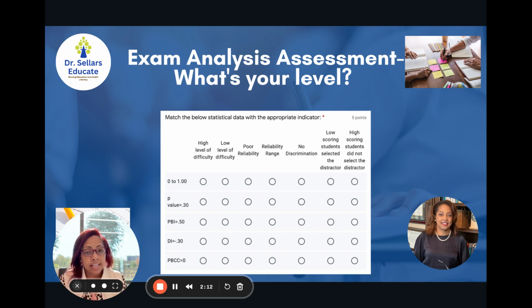We want you to take time to, first of all, celebrate if you did choose the correct options for any of the questions. And then if you didn't get the answer right, we want you to celebrate as well, because that means you're one step closer to discerning what it is that you know related to exam analysis and what it is that you still need to focus on.